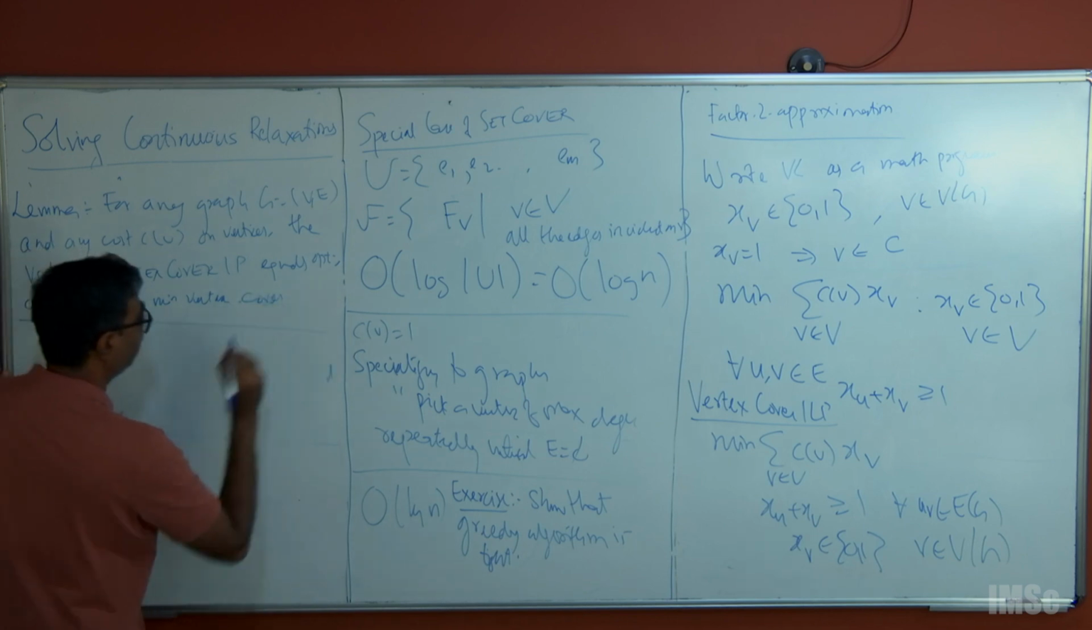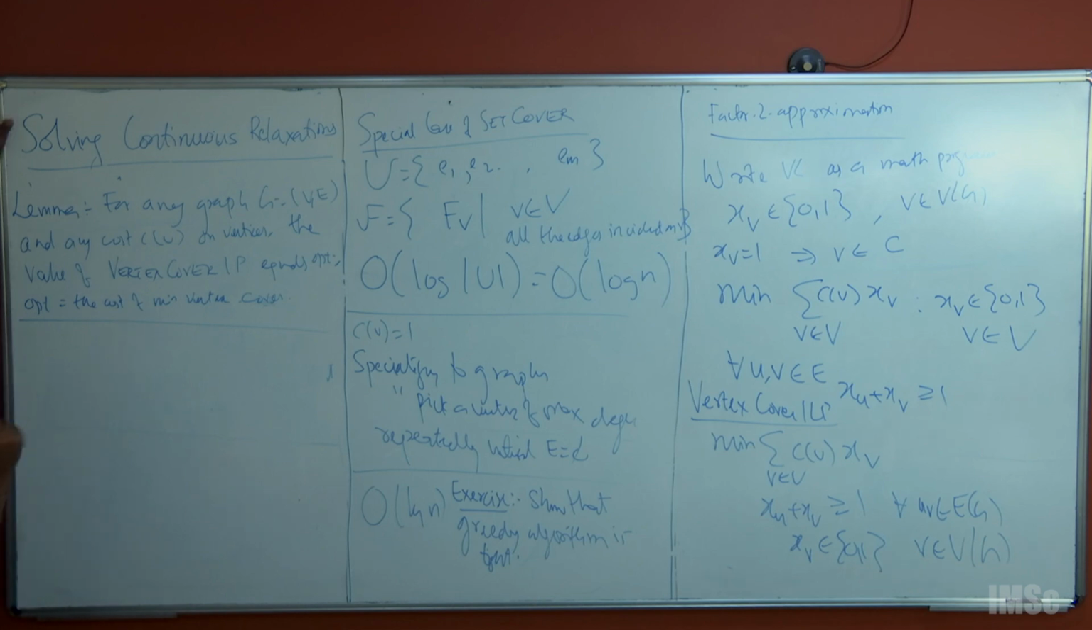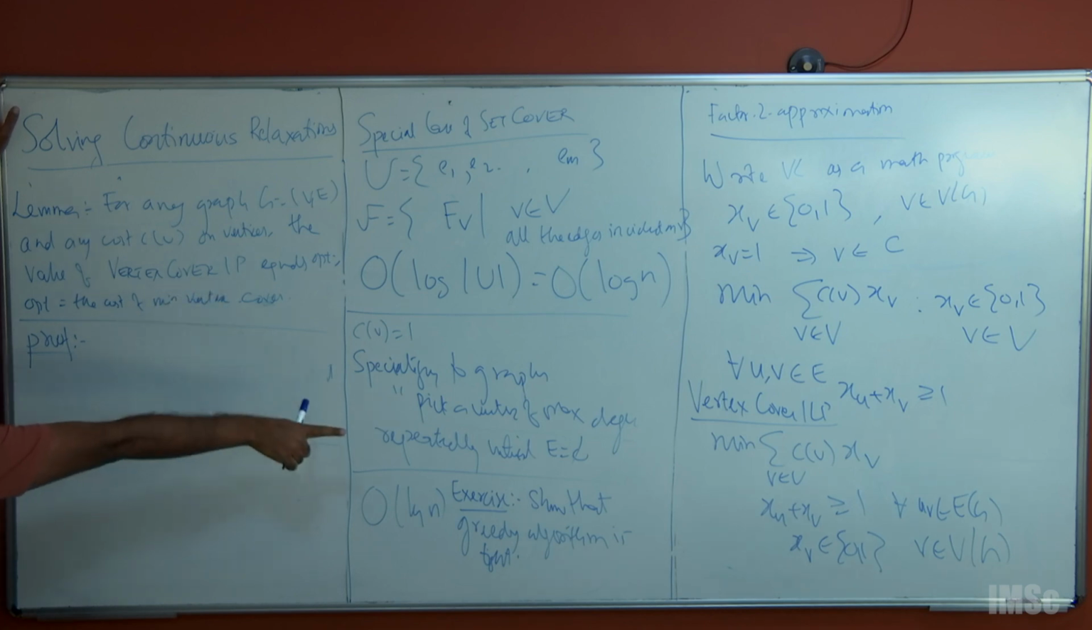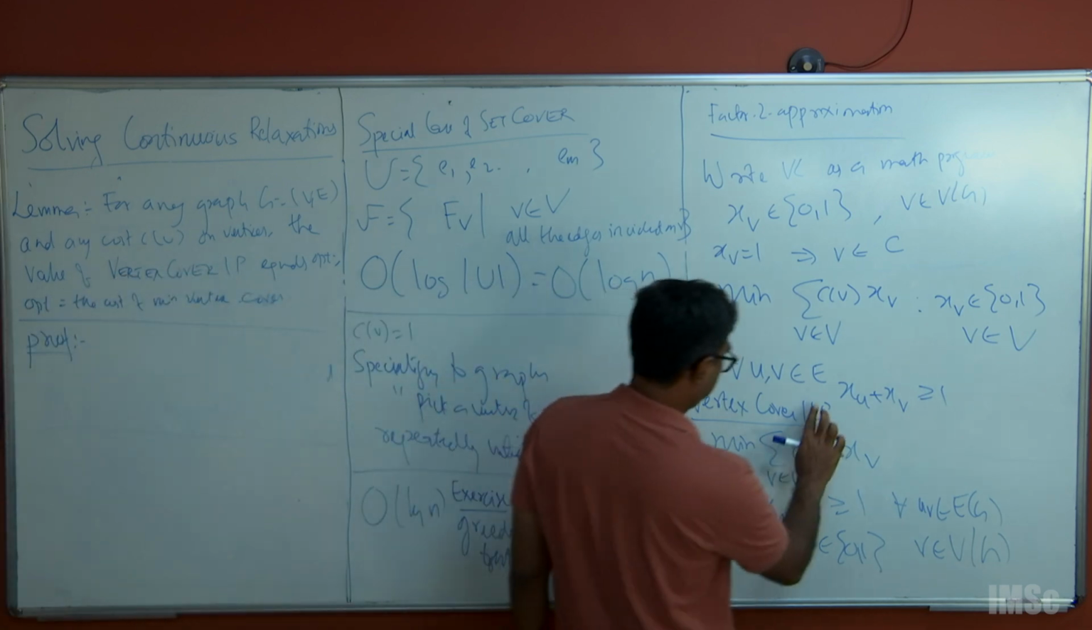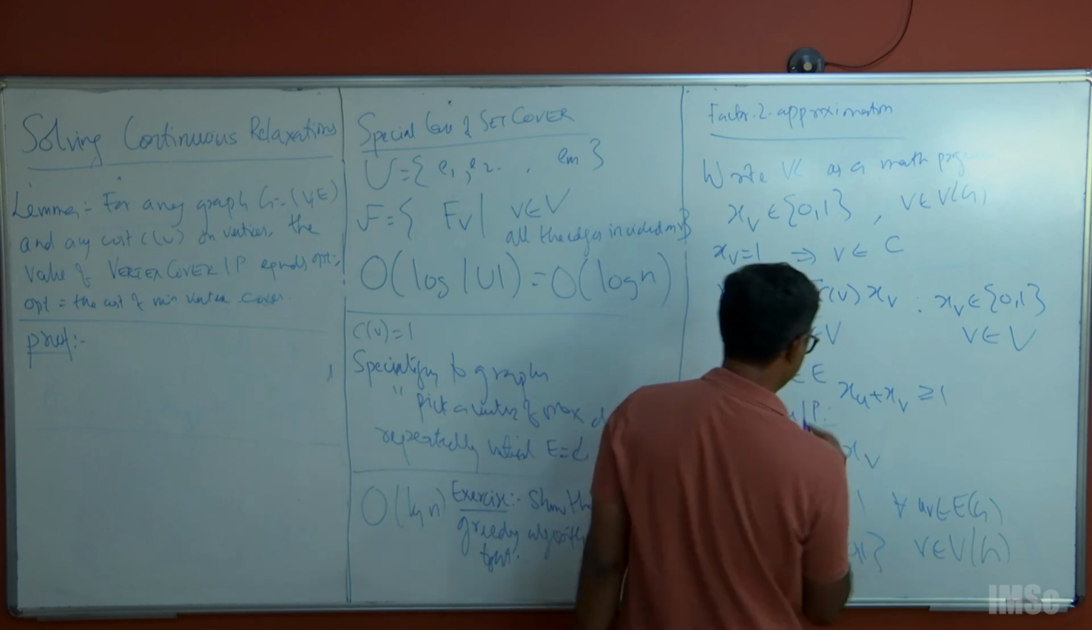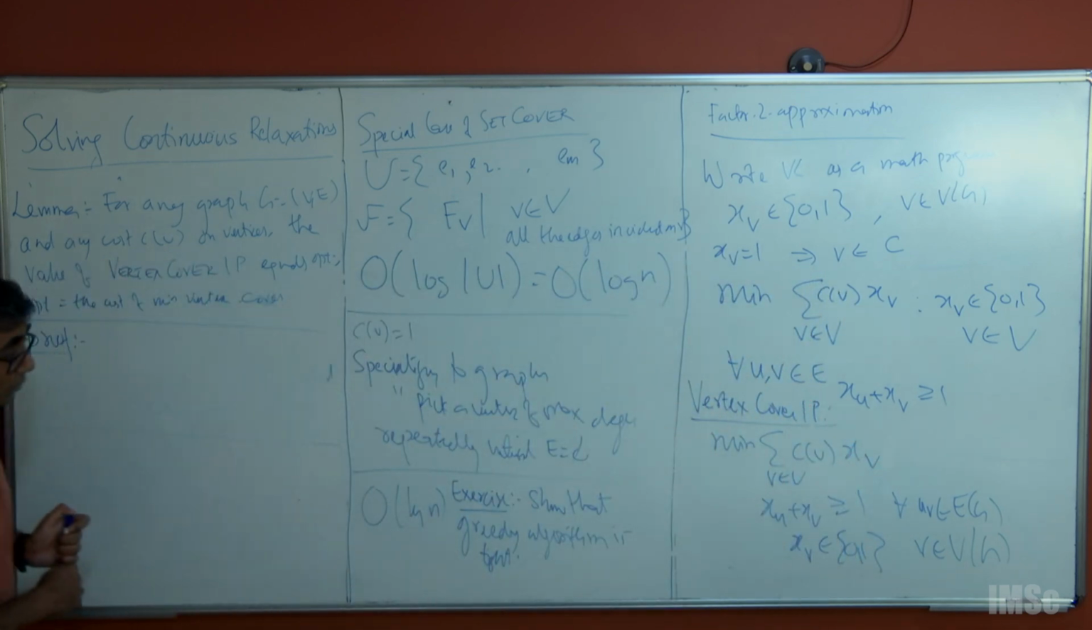Okay. So what I am saying is that for any graph G and any cost cv on vertices, the value of the vertex cover IP equals OPT. So how will I prove it? Let's prove it. Suppose it is IP. Let's call it, I should not call it ILP, it is IP. It's just an integer program, right? I have not used the word linear, so let's leave it for now.